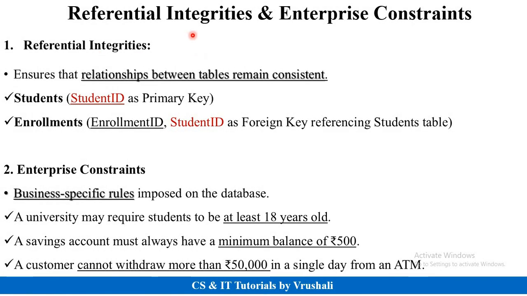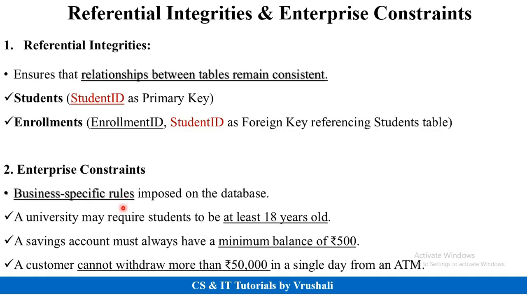Now the next one is referential integrity and enterprise constraint. Referential integrity basically means your foreign key. A foreign key represents a relationship between tables. Enterprise constraint means business-specific rules. Every organization and every industry has its own requirements and rules.